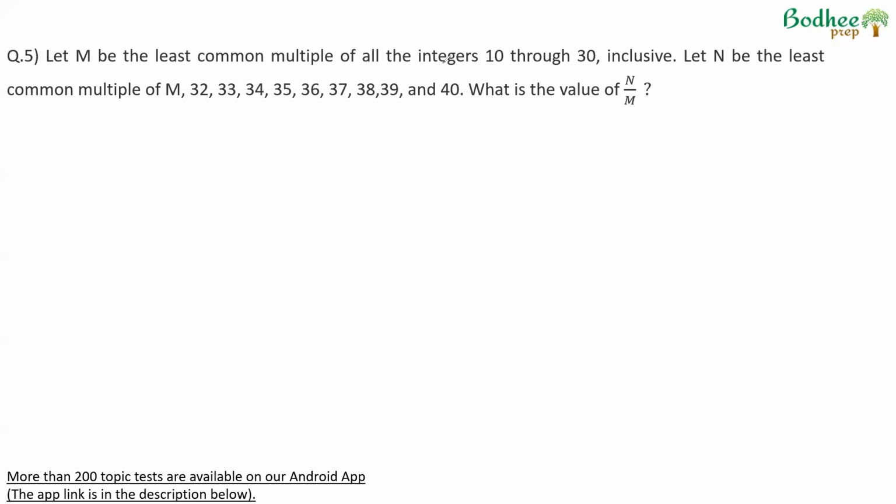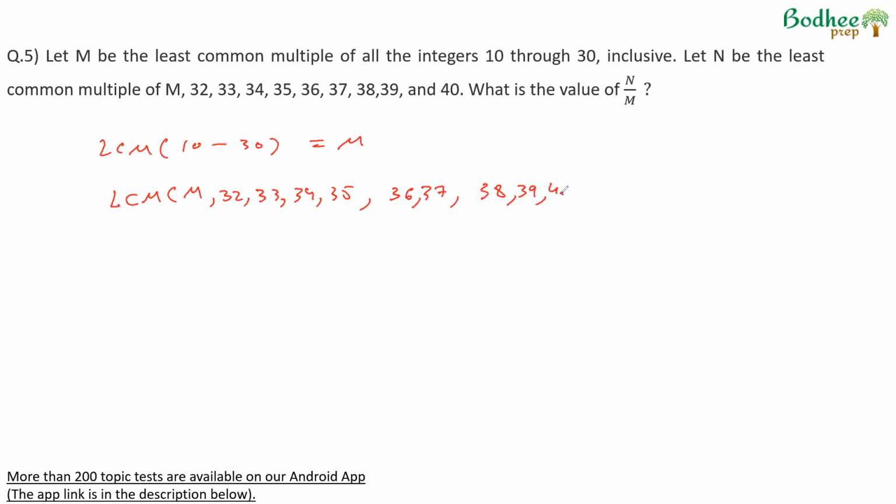Let m be the least common multiple of all integers 10 through 30. LCM of all integers 10 to 30 is m. Let n be the least common multiple of m, 32, 33, 34, 35, 36, 37, 38, 39, and 40. This is n. We have to find n upon m.